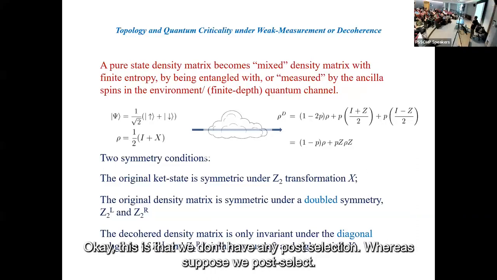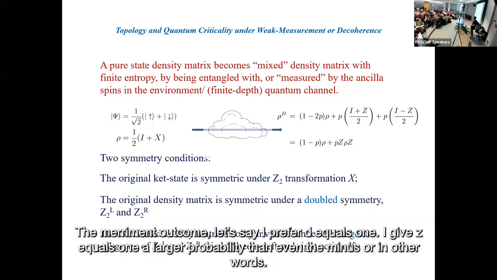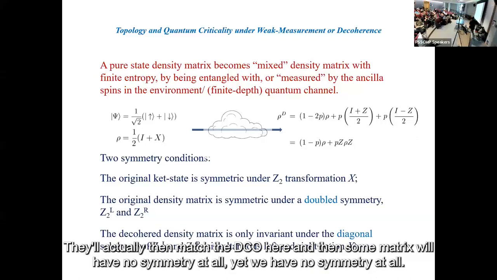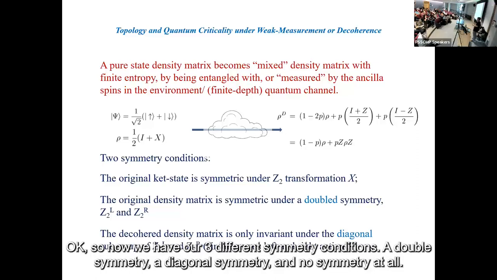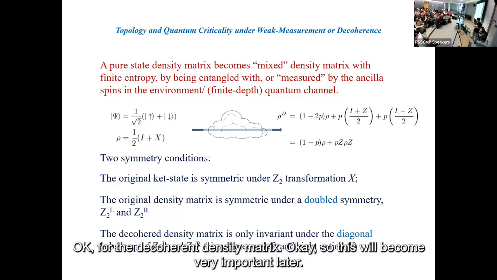But suppose we post-select the measurement outcome, let's say I prefer z equals 1. I give z equals 1 a larger probability than z equals minus 1. Then the decoherent density matrix will have no symmetry at all. So now we have three different symmetry conditions for the decoherent density matrix: a double symmetry, a diagonal symmetry, and no symmetry at all. This will become very important later.